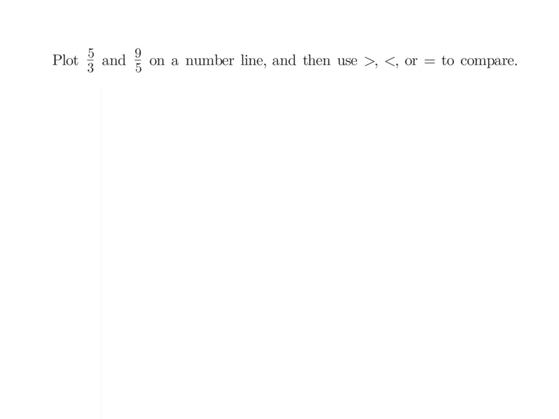For this next question, we have to plot 5/3 and 9/5 on a number line and then use greater than, less than, or equal to compare. Let's first think about how we could use number bonds to find out what's going on with these fractions. We have 5/3 and we have 9/5. Both of them are what we call improper fractions because the numerator is bigger than the denominator.